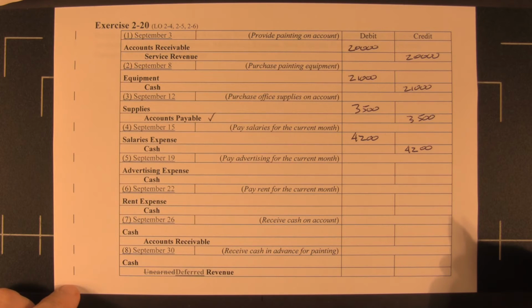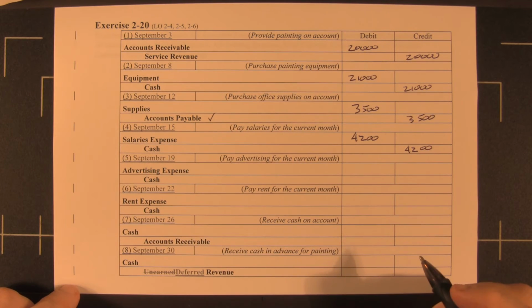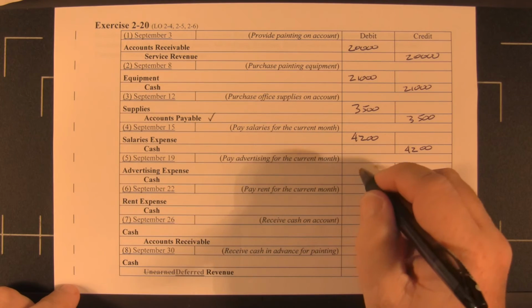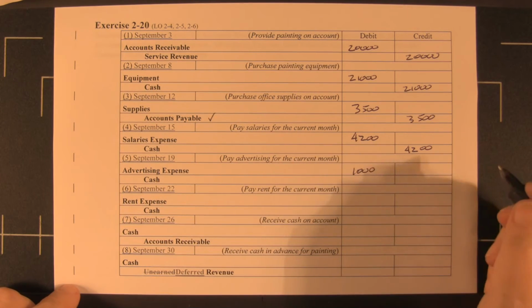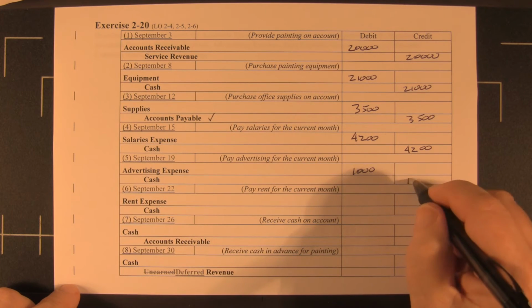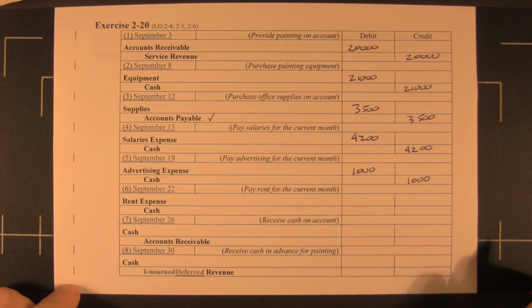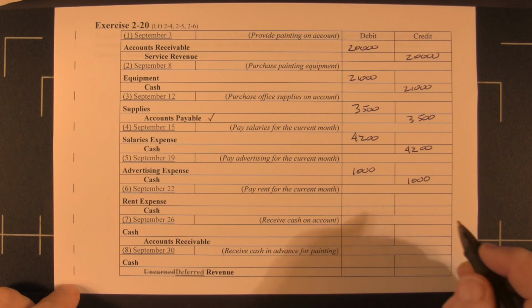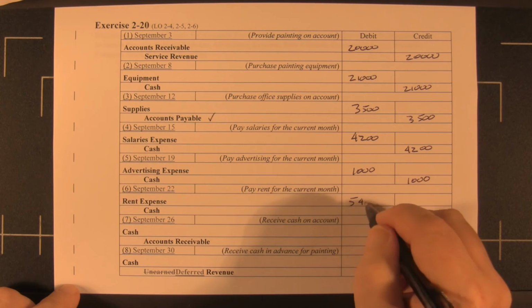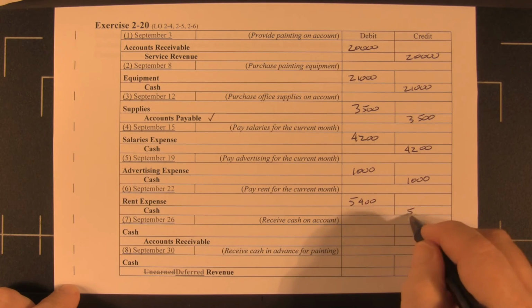On the 19th, we paid some advertising that appeared in the current month. So this is not from last month, which would make it a payable, or next month, which would make it a prepaid. It's a current expense right now. So our advertising expense is $1,000 debit to advertising expense, $1,000 credit to cash. Rent, again, it's the same deal. It's the office rent for the current month. So that would be rent expense of $5,400 and cash of $5,400.